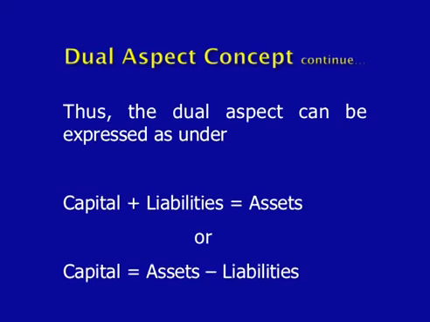So, with the help of capital and the external borrowing, we procure the assets. Therefore, the dual entity concept gives us an equation: capital plus liabilities is equal to assets, or capital is equal to assets minus liabilities. If you deduct the value of the external borrowings from the assets, you will get the value of the capital. Now, this is known as the accounting equation. This is the accounting equation. Now, let us come to the realization concept.